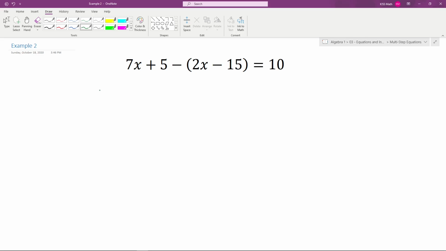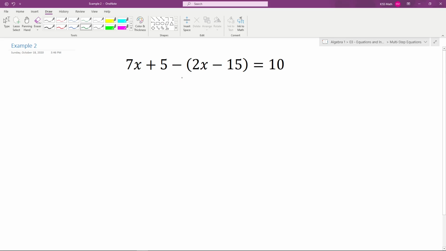Example 2. 7x plus 5 minus parentheses 2x minus 15 equals 10. So the difference here is that we have this parentheses telling us that we have to do our 2x minus 15 first, according to PEMDAS. The problem is I don't know what x is, so this doesn't really mean anything to me.